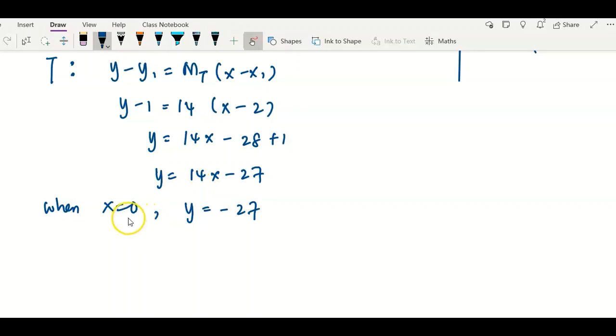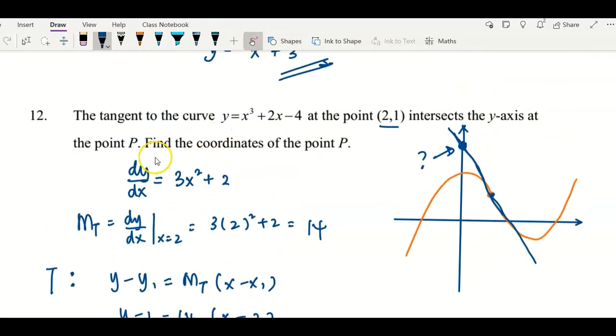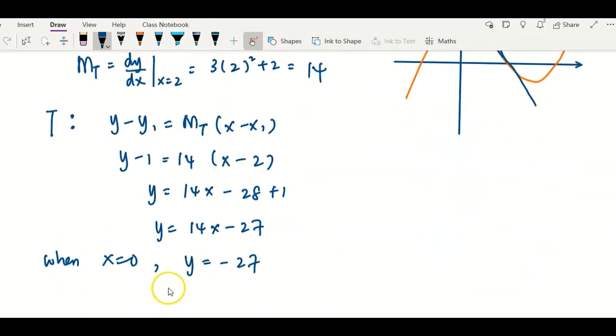Then we get x equals 0. When x equals 0, y equals negative 27. Have we answered the question? Just look back to the question. Find the coordinates of the point P. So we just say that P is equal to (0, negative 27). Okay.